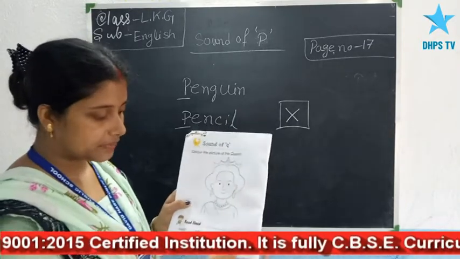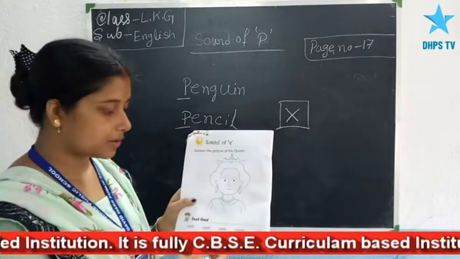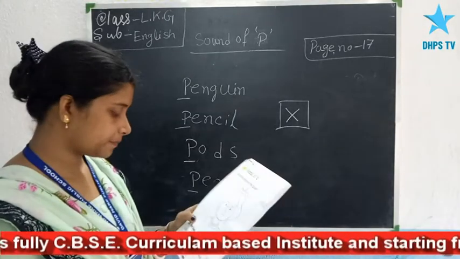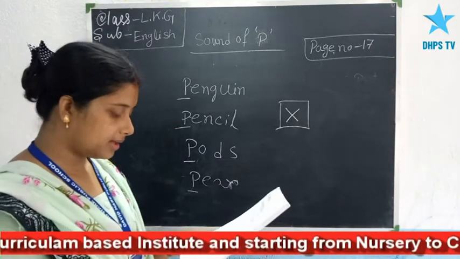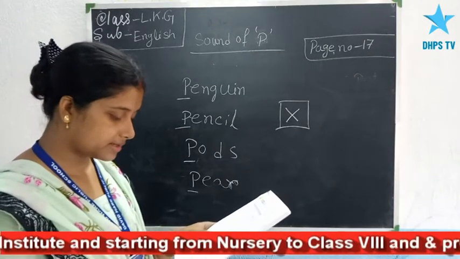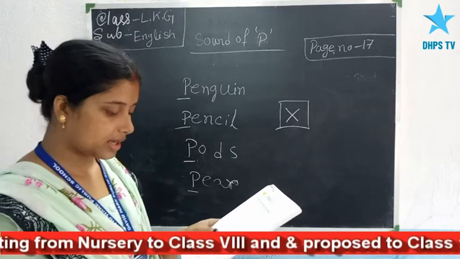And here 5 words that start with Q have been written. The words are quail, quit, white, kiwi and quit.